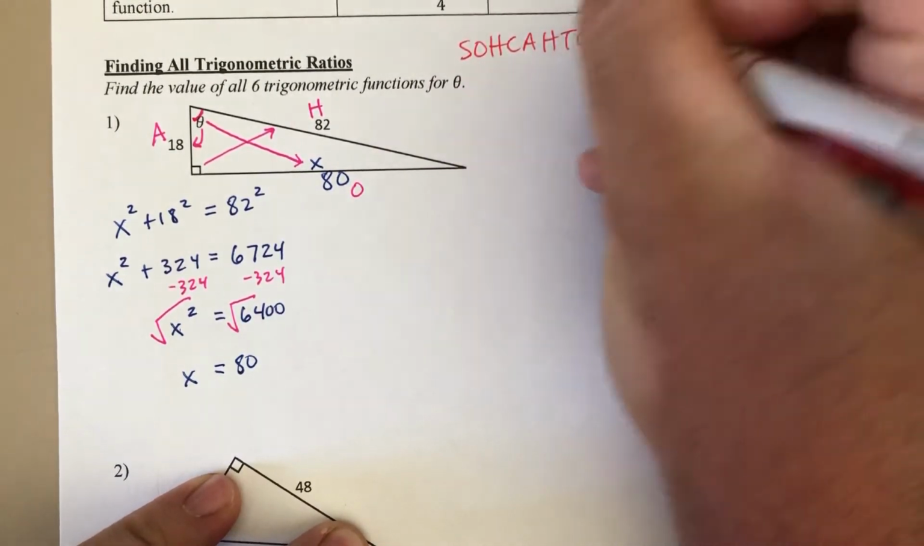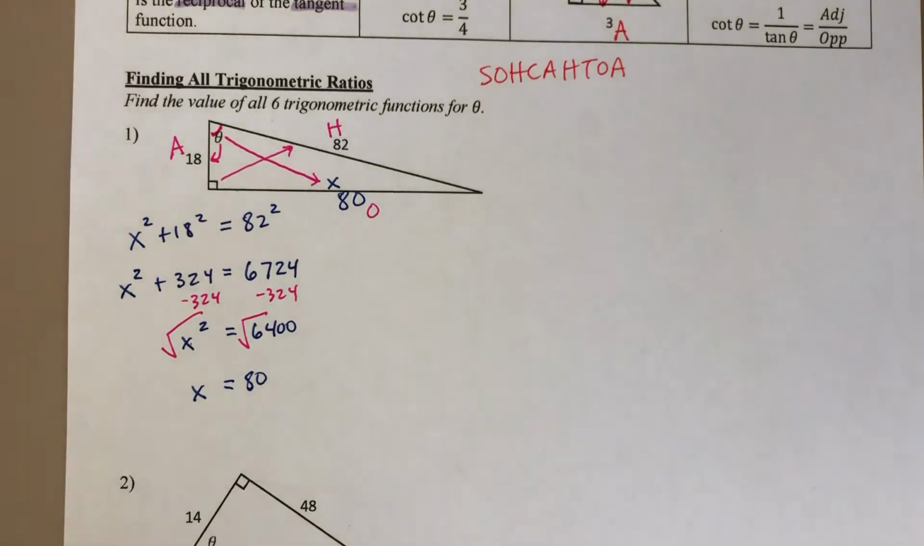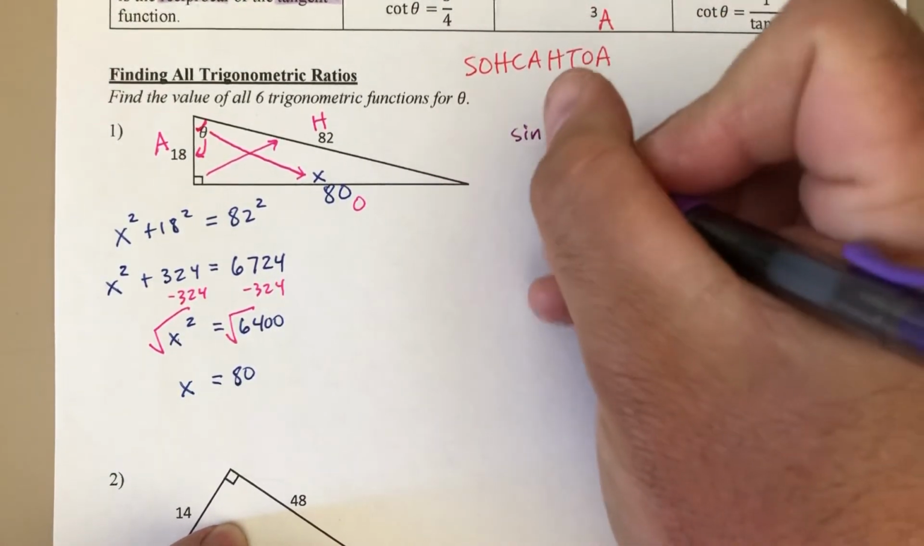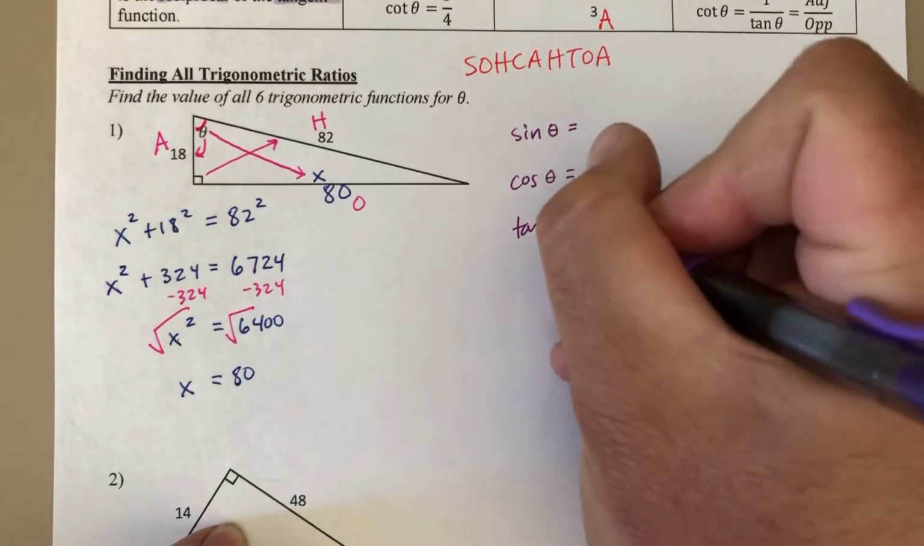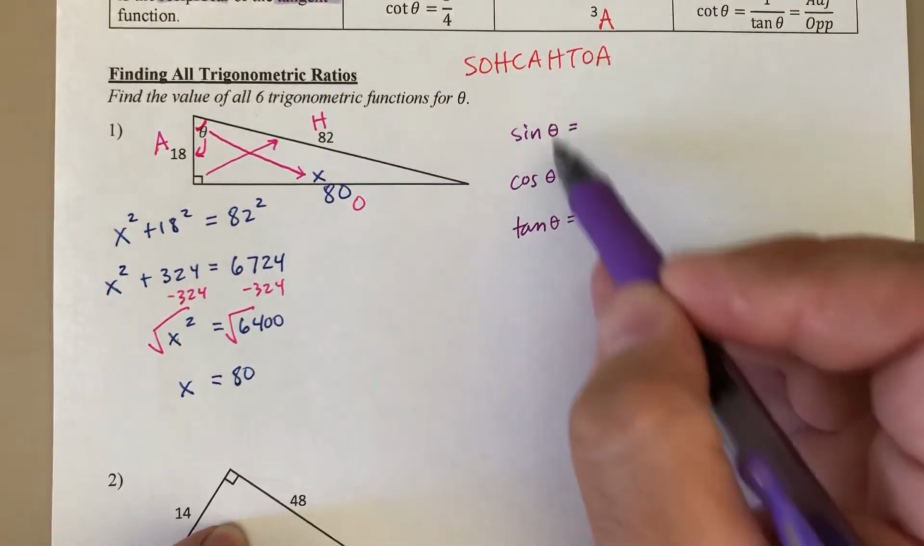And I want to show you how I set this up. When I'm asked to find all 6, there's a way that kind of makes it easy. So here's how I set it up. I write down, okay, we got sine theta, we're going to find that. We're going to find cosine theta, and we're going to find tan theta. That's the way they kind of come in this, right? Sine, cosine, tangent.